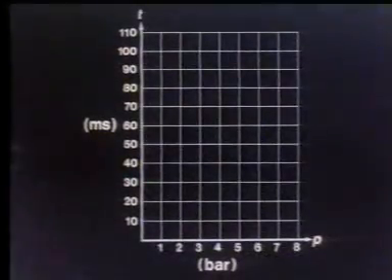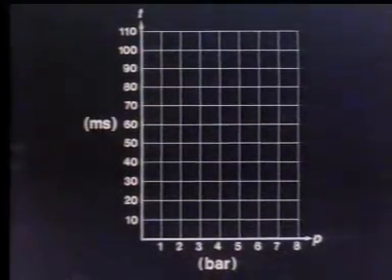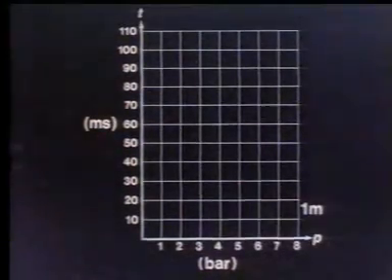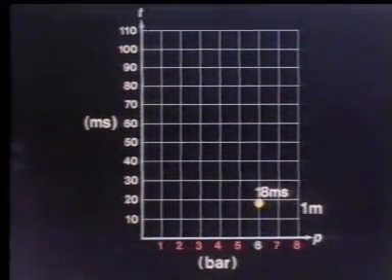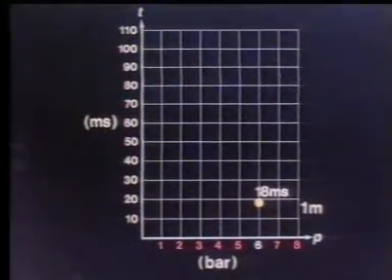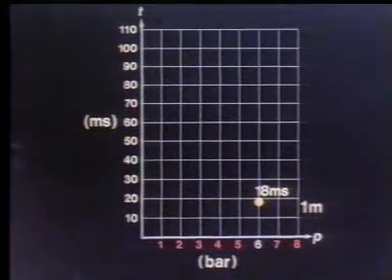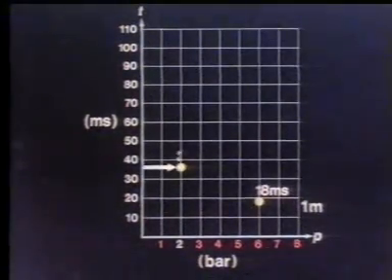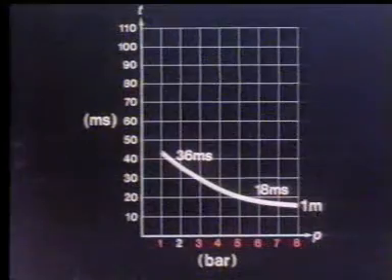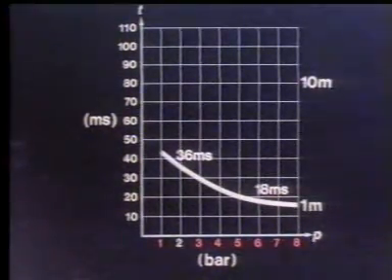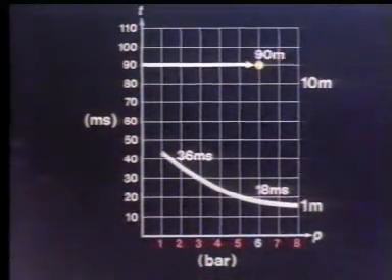This time lag is longer when the distance is greater. In addition, the working pressure plays a decisive role. For 1 meter of tubing and an operating pressure of 6 bar, the time lag is 18 milliseconds. For an operating pressure of 2 bar, however, the time lag is 36 milliseconds. With 10 meters of tubing and an operating pressure of 6 bar, the time lag is already 90 milliseconds.